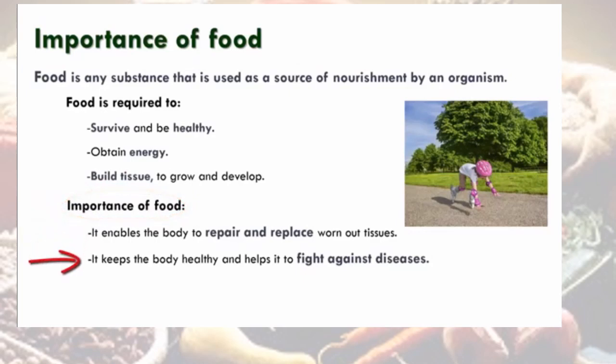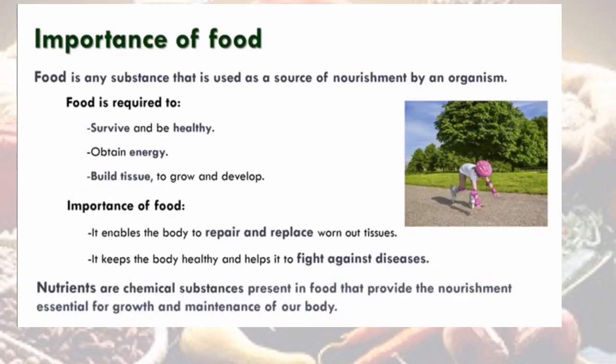It also keeps the body healthy and helps it fight against diseases. Nutrients can be defined as chemical substances present in food that provide nourishment, which is essential for growth and maintenance of our body. Let us now move on to the main topic, which is sources of food.